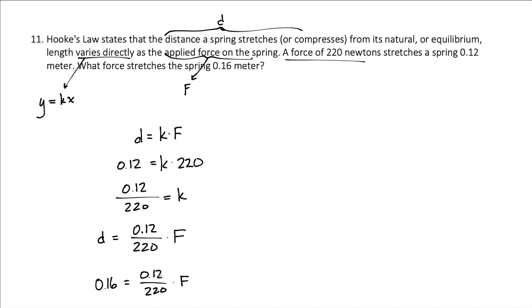Now to get rid of this fraction with the F, let's move it over just a little bit, and then we'll be able to multiply by the reciprocal of this, 220 over 0.12, on both sides of the equation. And of course, we'll cancel it on the right side. And so we've got our 220 over 0.12 times 0.16, and that will be our force.